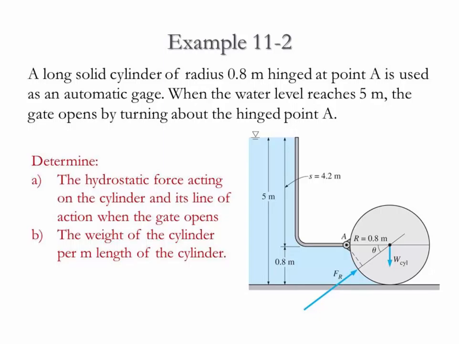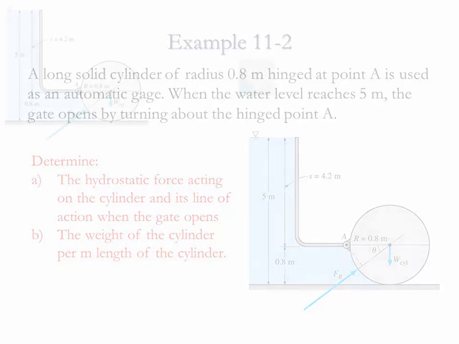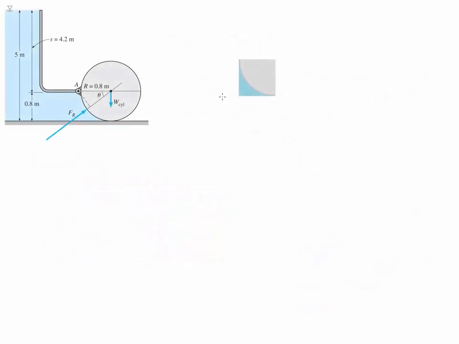We also need to determine the weight of the cylinder per meter length of the cylinder. For us to analyze this problem, we're going to neglect the friction effect on the hinge, and we're going to assume the atmospheric pressure is acting on both sides of the gate. Let's start with a free body diagram.